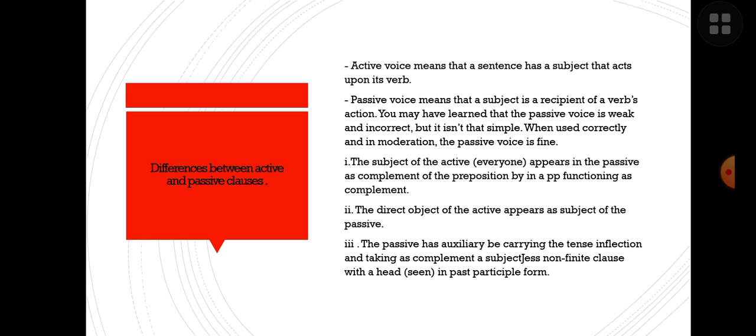The subject of the active, everyone, appears in the passive as the complement of the preposition by. The direct object of the active appears as the subject of the passive. The passive has the auxiliary be carrying the tense inflection and taking as complement a non-finite clause with a head seen in past participial form.